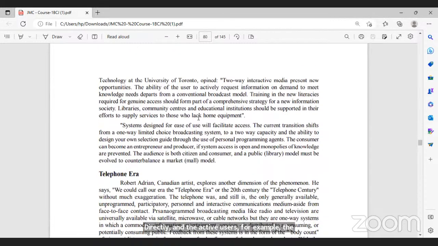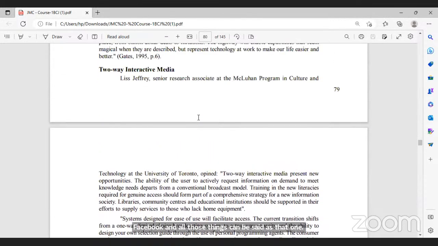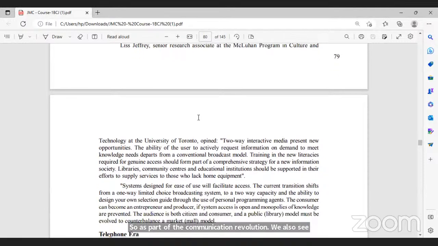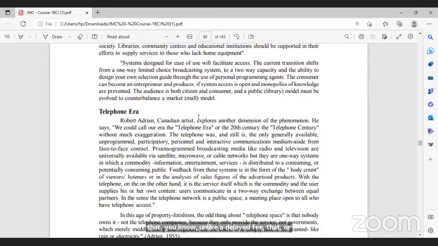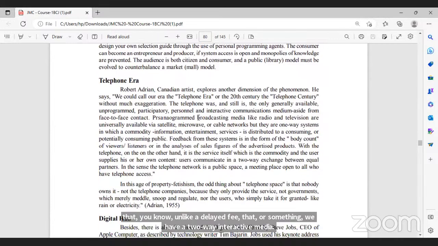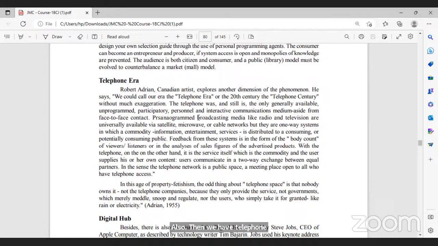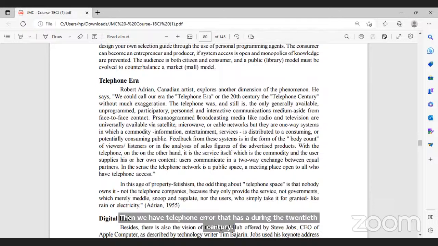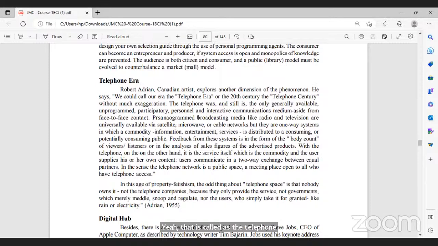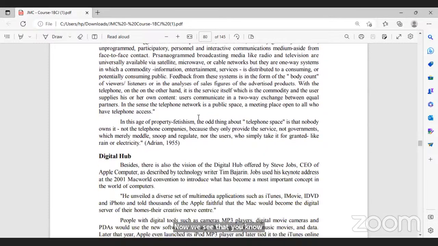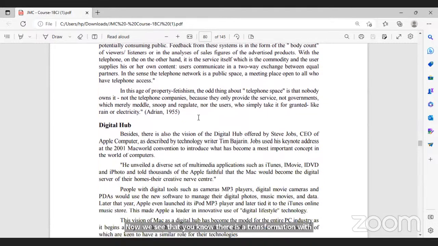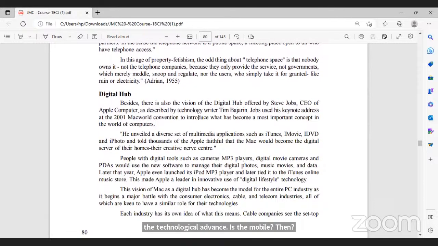So as part of the communication revolution, unlike a delayed feedback, we have two-way interactive media also. Then we have the telephone era during the 20th century, which is called the telephone century, and the telephone was and is generally available. Now we see the transformation with the technological advance, which is the mobile. Then with these growing communication technologies, we see the digital hub also.